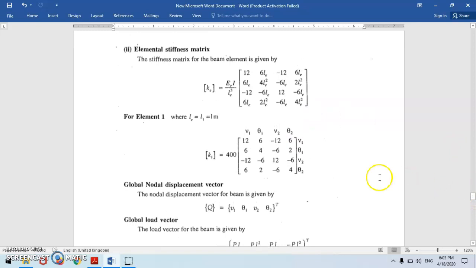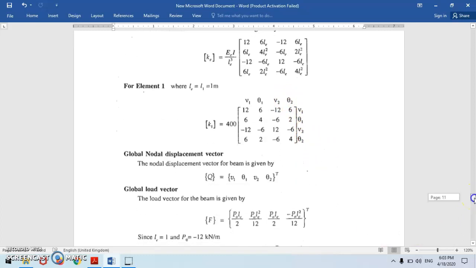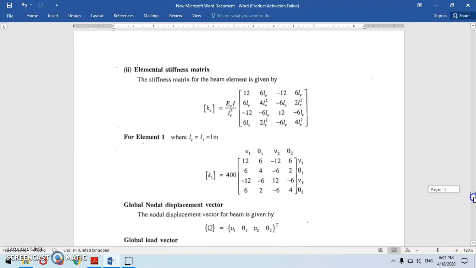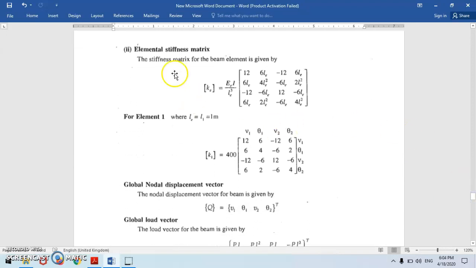So what you will be getting here is this matrix. Wherever there is L, we have substituted 1 here. This is of the form matrix V1, theta 1, V2, theta 2, and here also it will be V1, theta 1, V2, theta 2. So this is a 4 into 4 matrix. So the first step is we have written the finite element model. The second step is we have found the stiffness matrix of this particular beam element.